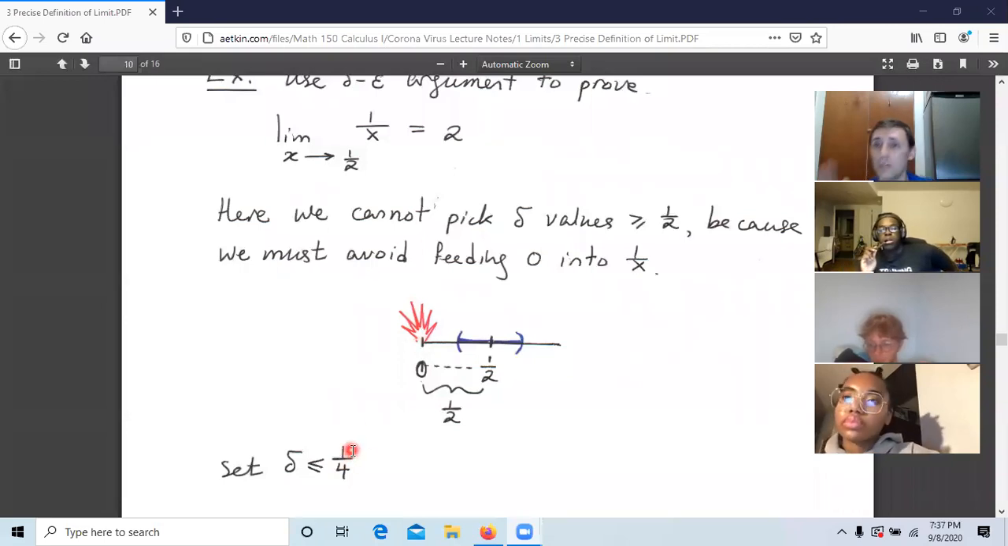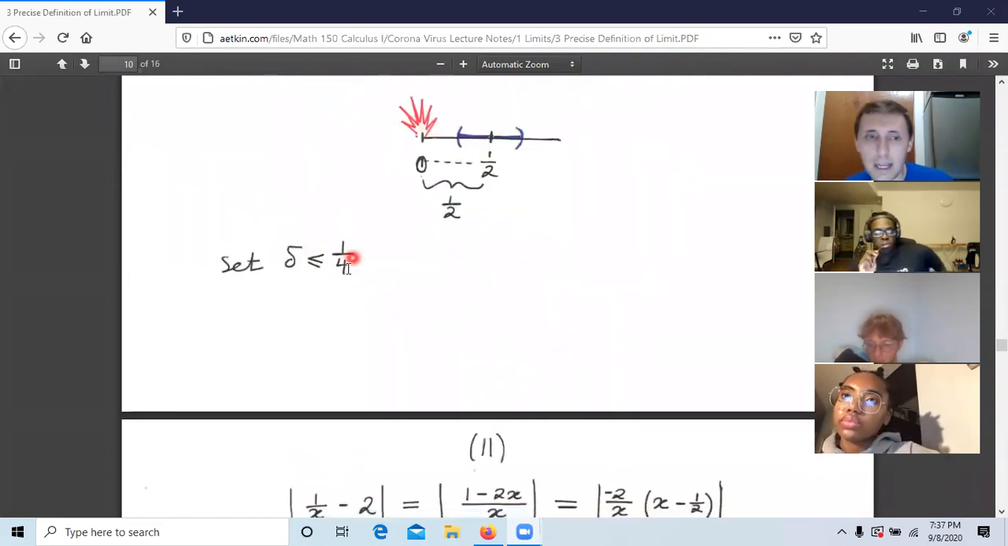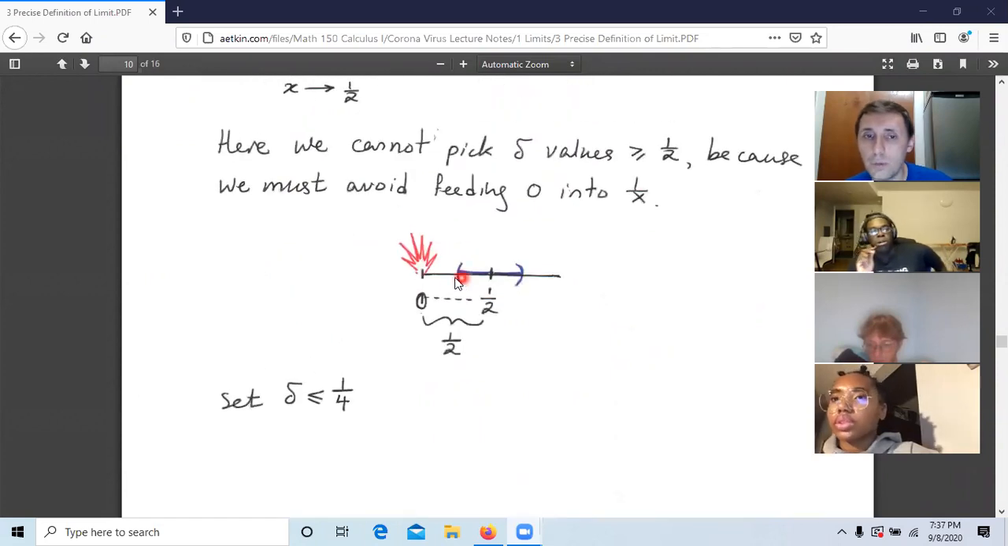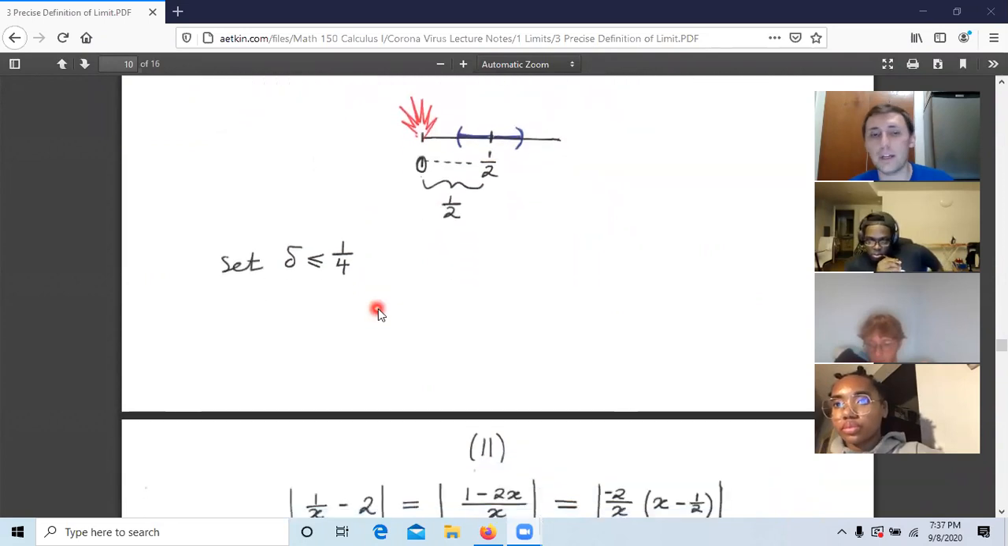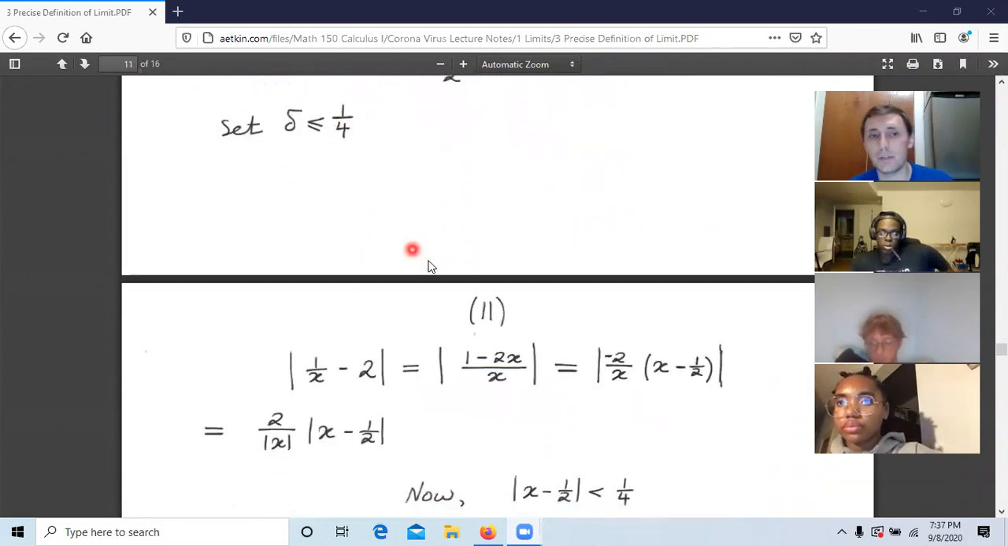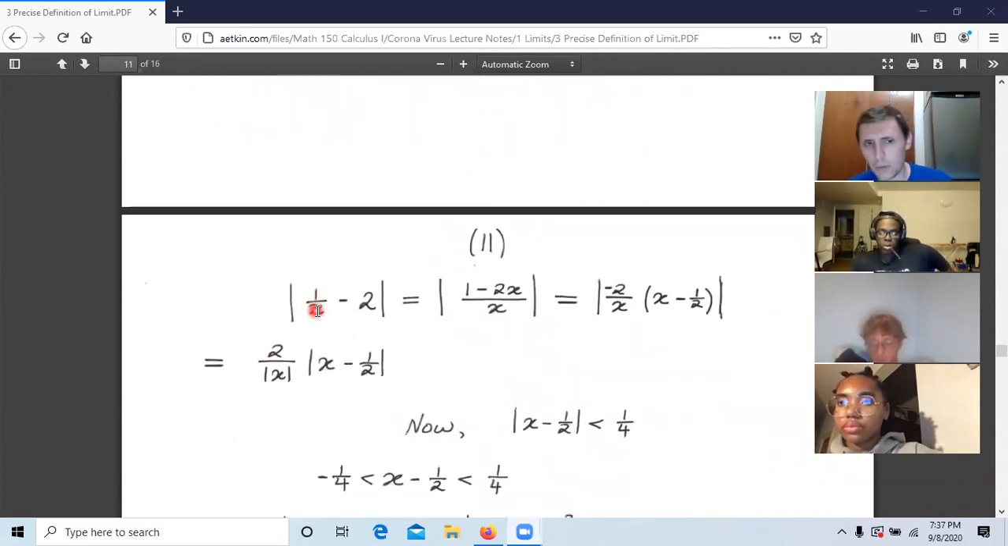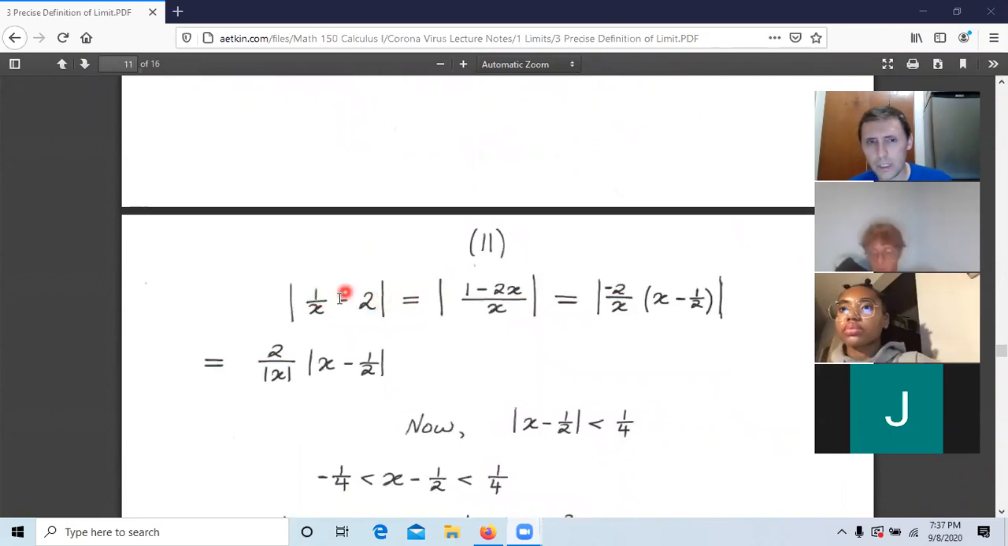So I'm not going to use pipes wider than 1/2. In fact, I can restrict and say I am not going to use pipes wider than 1/4. You can do more than 1/4, but avoid basically this point. 1/2 is the widest pipe I can use at 1/2. You understand why, right? So here it matters. For this problem, I'm going to assume that delta is less than 1/4. So then I begin with 1 over x minus 2. Well, I can combine and write it as 1 minus 2x divided by x.